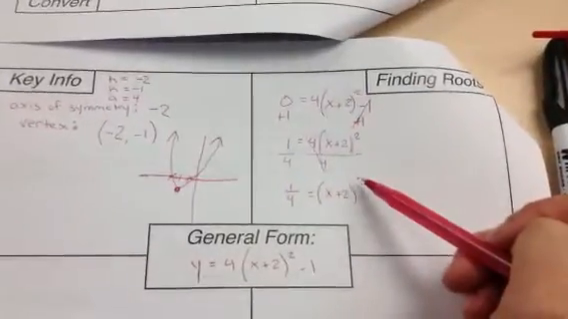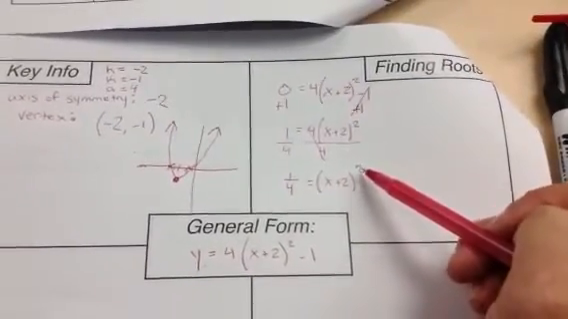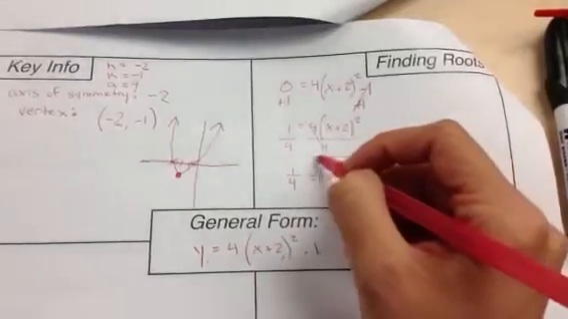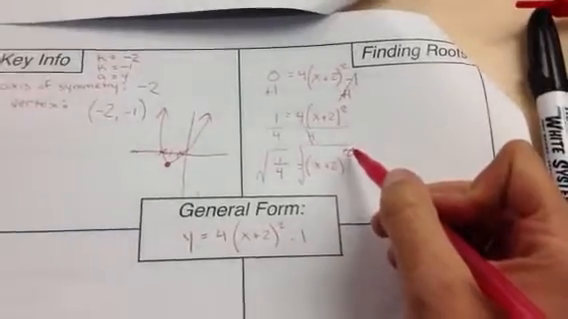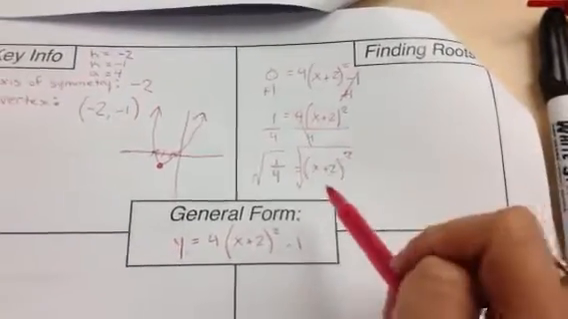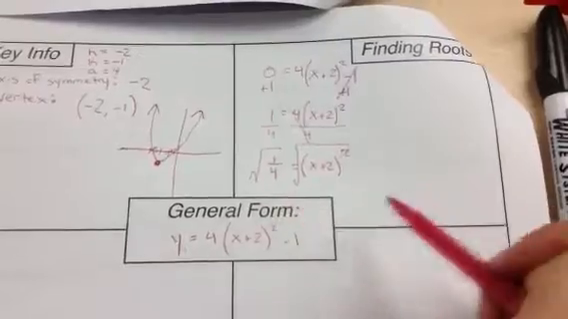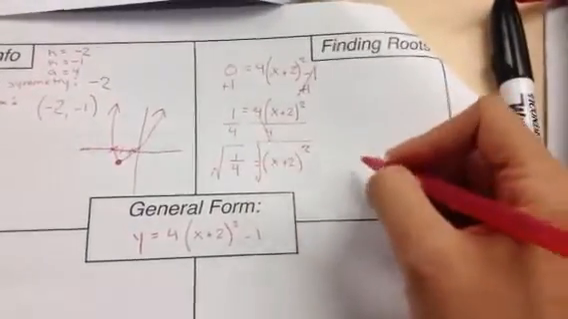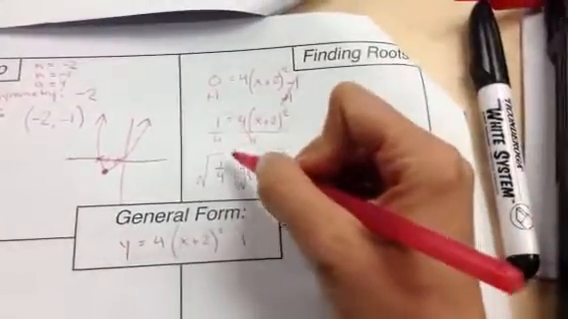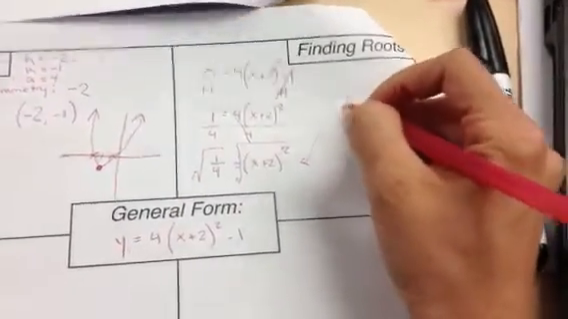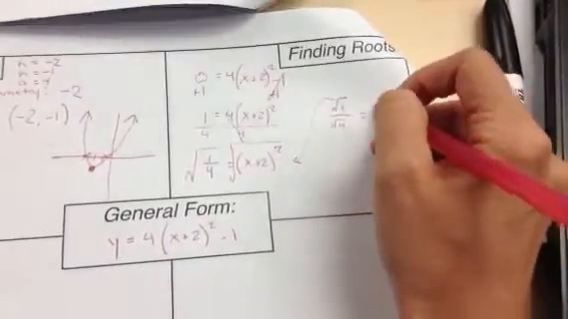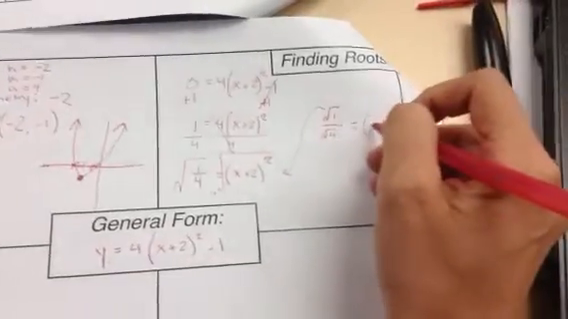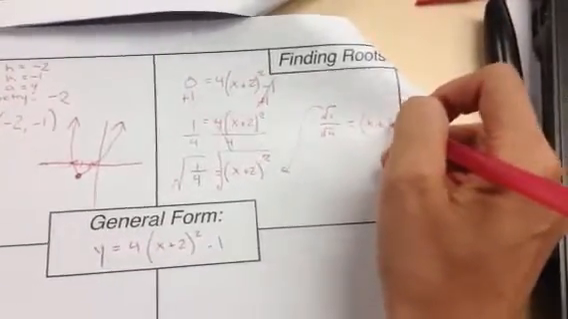Now I want to get rid of this square term. I know to get rid of the square term, to cancel it out, I can take the square root of both sides. So these cancel out. And the square root of 1/4, well, this is the same thing as, I'm going to continue this over here. Square root of 1/4 is the same thing as the square root of 1 over the square root of 4. Because the square term and the square root cancel out, all I have is x plus 2.